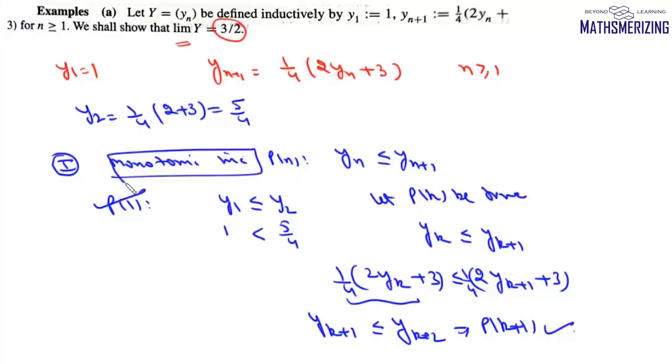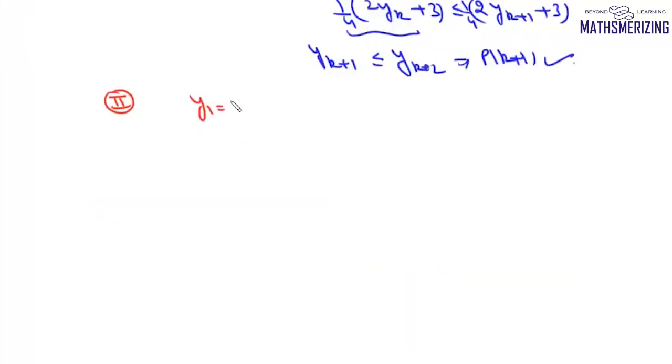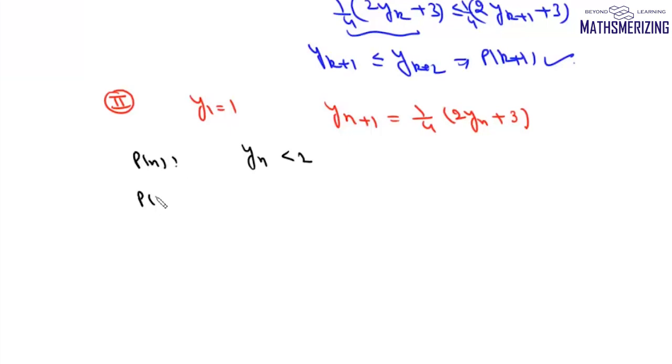Now in the second part we'll prove that the sequence is a bounded sequence. So y1 equals 1 and yn plus 1 equals 1 by 4 of 2yn plus 3. Now for the second part also, we'll make the assertion that yn is less than 2 for all n belongs to N. So that's our assertion pn. Now we'll prove it for n equals 1. Now for n equals 1, y1 is 1 and y1 is less than 2. That means p1 is true.